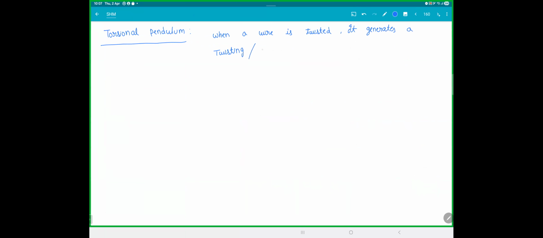Twisting or a torsional torque. So for example, let's say we have a wire. We have a disc here. Here they will normally give you K, the torsional constant. At a Mains and BITS level, they'll give you the value of K. In Advanced, they can ask you to find the value of K.